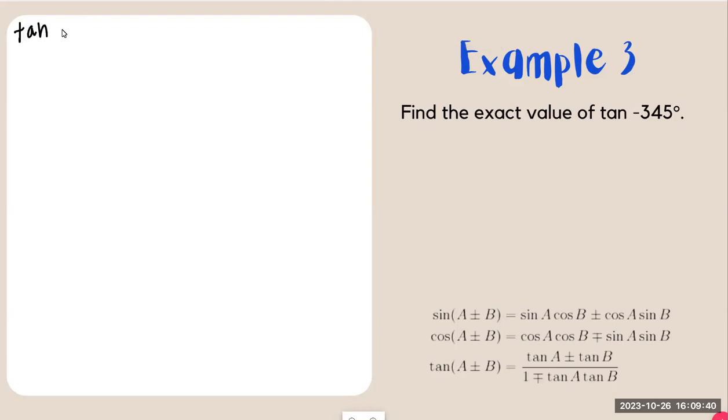The next step is to find two angles on the unit circle that will either add or subtract to equal that angle. Okay, so for 15, we could subtract 45 from 60, or we could also subtract 30 from 45.